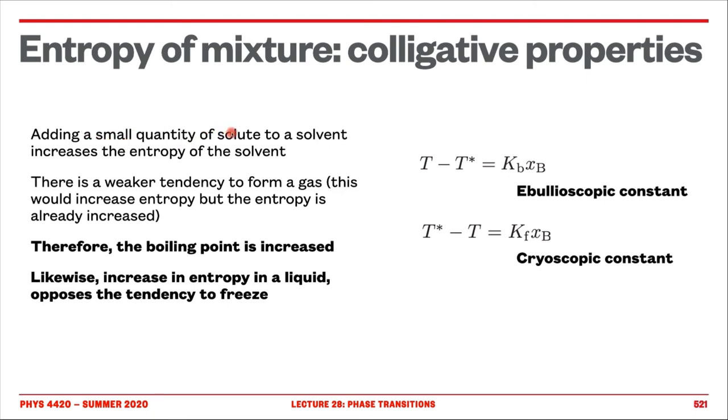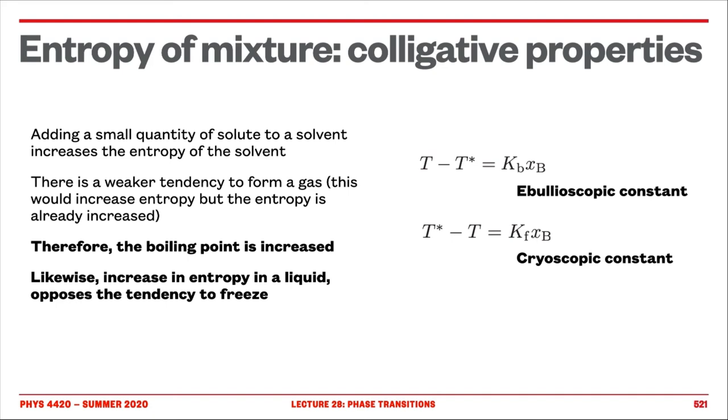If you add a little bit of salt in water, let's say, the number of microstates that you get increases significantly. So if you increase the number of microstates, the entropy increases, okay? So if you do that in a liquid, it turns out that you are decreasing the tendency to form a gas compared to what it was without the solute, without the salt. And the reason for this is because one of the reasons why a liquid would form a gas is because it increases the entropy, right? This is the arrow of time, if you want. This is the second law of thermodynamics.